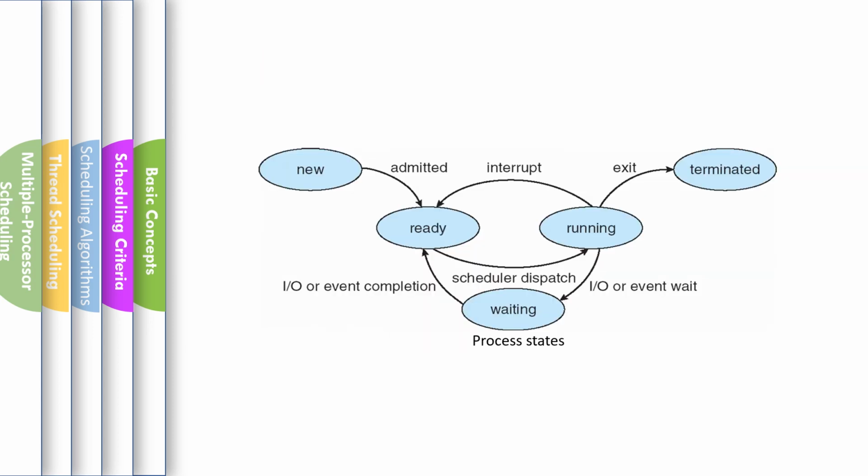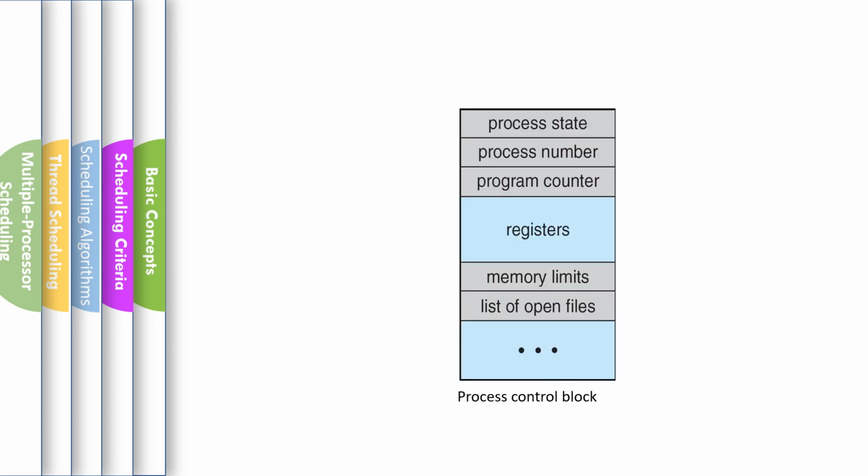Next is the process control block. The process control block is used by the operating system to store information regarding a process during its life cycle. It contains process state, process number, program counter, registers, memory limits, list of open files, and other information. We have already seen this in the last lecture. You can just go and view that last lecture.